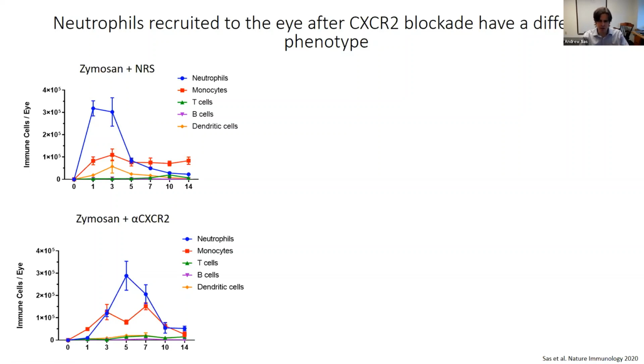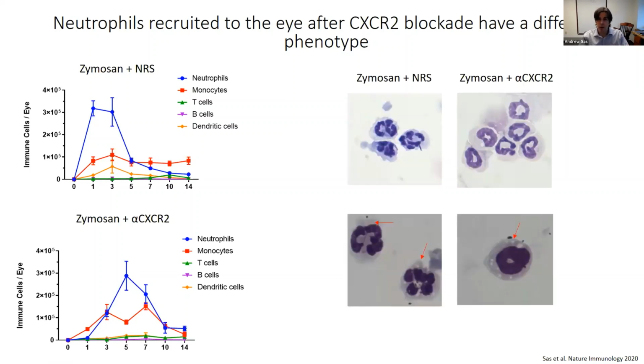Not only did neutrophils still find a way to get in there, and I'll get into more of the detailed flow in a few minutes, but when we FACS sorted these cells and did cytospins to look at the neutrophils on slides, we found that the neutrophils in the eyes of mice injected with Zymosan had a classic neutrophil morphology. They were hypersegmented, they had granules, and they looked just as I would expect neutrophils to look.